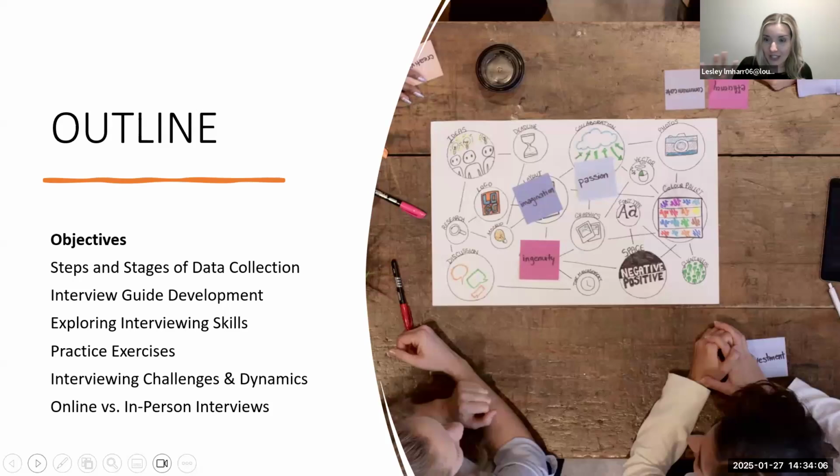Okay, so let's give an outline and some of our objectives. We're going to talk about the steps and stages of qualitative data collection. We're going to talk about developing an effective interview guide for your needs assessment projects. We're going to explore interviewing skills. There's going to be some practice exercises that are going to be linked to your discussion board exercise for this week. We're going to talk about interviewing challenges and dynamics of interviewing. And then we're going to discuss maybe a hotter topic or debate in the field about online versus in-person interviews and which one is best and what is acceptable.